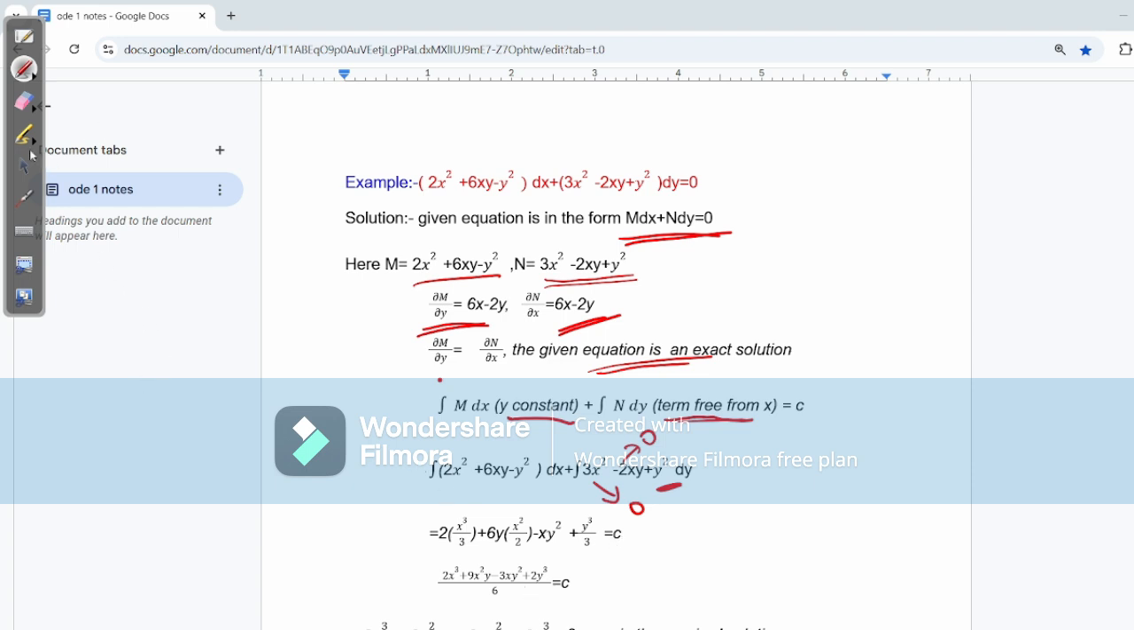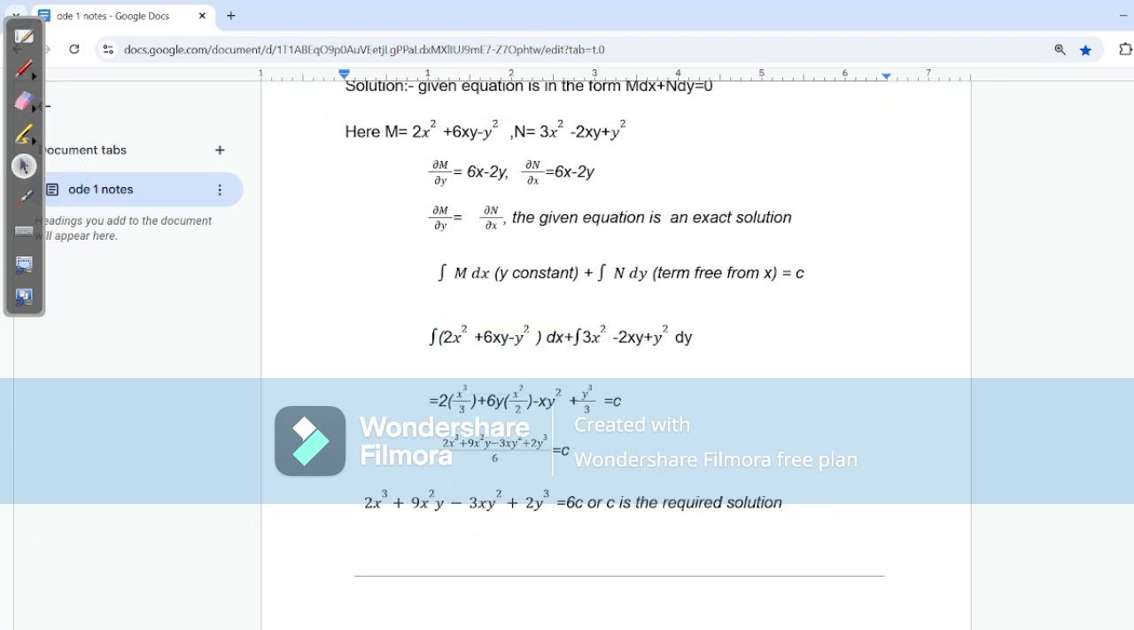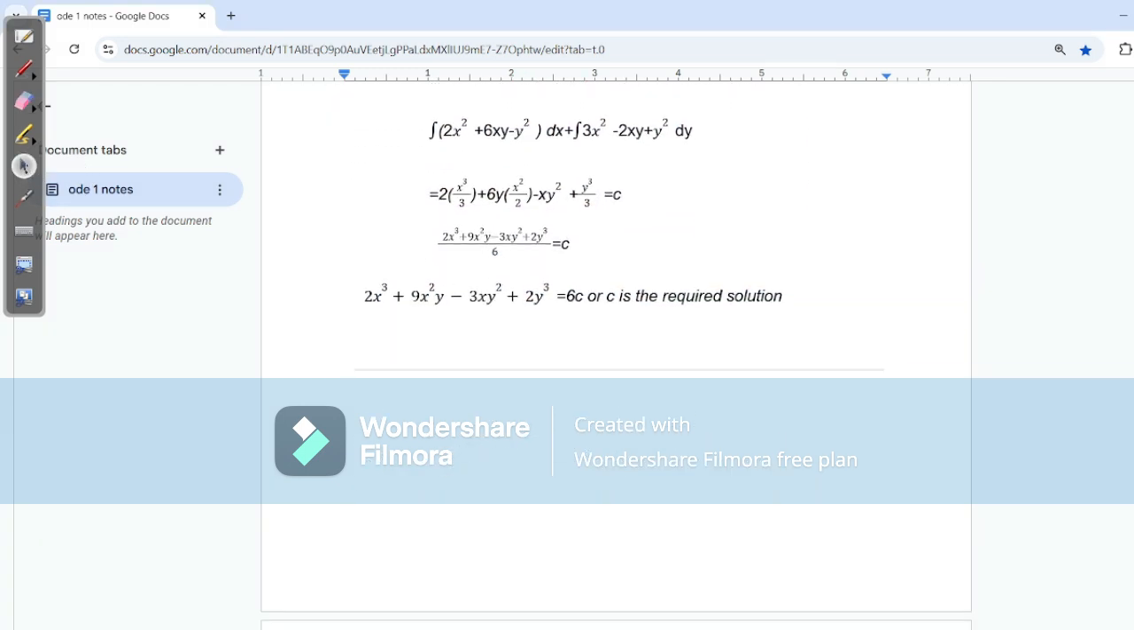Okay, now take the LCM here, and this is the required solution which has been formed. You can put 6C or C, okay, nothing will happen. Okay, this is the exact differential equation solution which has been formed here.